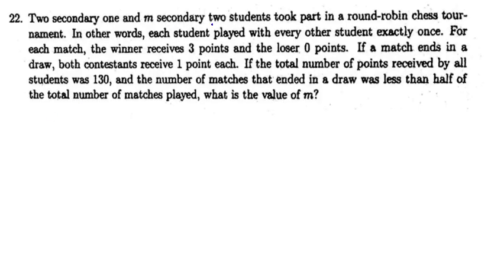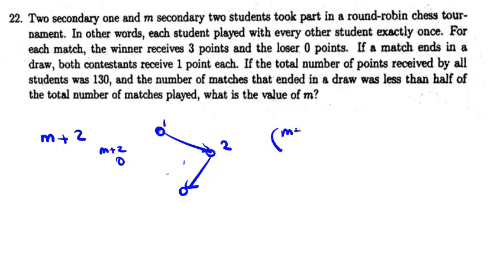Okay, so we have M Secondary 2 and 2 Secondary 1, so we have M plus 2 students, all of them play together. Something like this, all of them are connected, 1, 2 to M plus 2. If we connect all of them, we have M plus 2 choose 2 pairs, so we have this number of games. And some of them have a winner. For example, call W the number of games that have a winner.